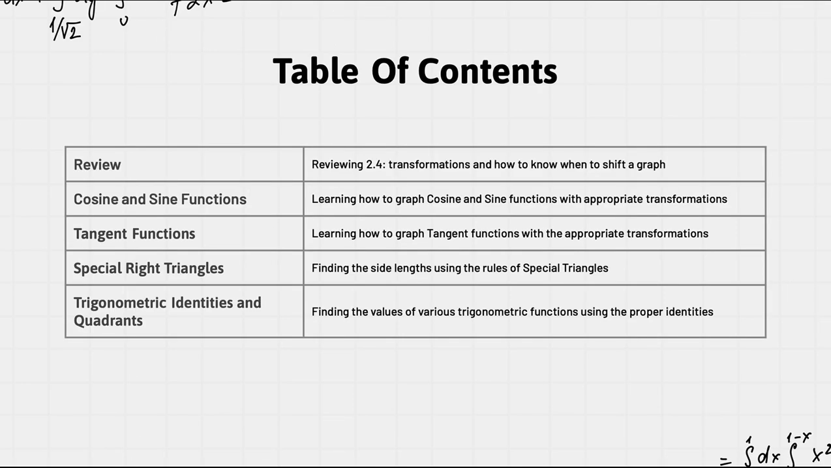So, before we get started, I want to look at a table of contents. We're going to be reviewing 2.4 in our transformations. We're going to go over cosine and sine functions and how to deal with the transformations. We're going to go through tangent functions and their transformations, special right triangles, and how to use the side lengths using the rules of special right triangles, and then trigonometric identities and quadrants, and finding the values of various trigonometric functions using the proper identities.